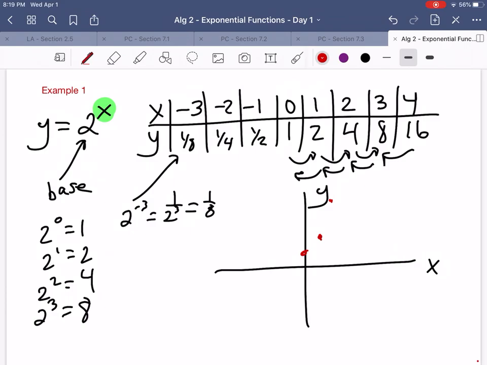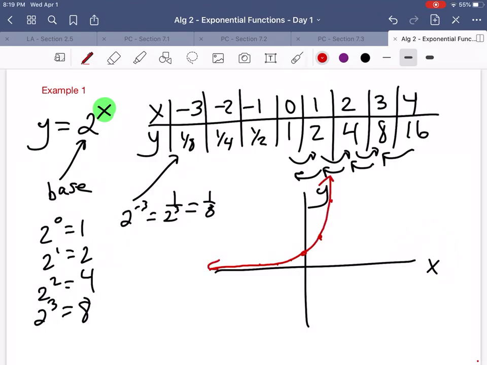So I go -1 and 1/2, oops. And then -2 and 1/4, so it's getting smaller. And then -3 and 1/8. So what's happening here, it's never going to be negative. If I were to draw this, it's going to end up looking like this. It's going to shoot up really fast.